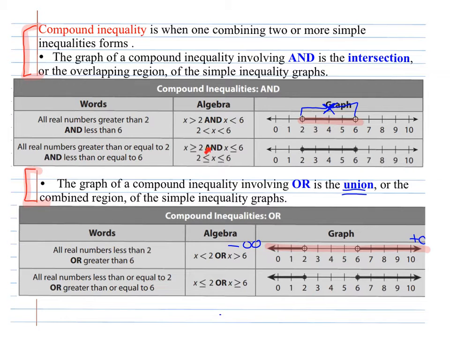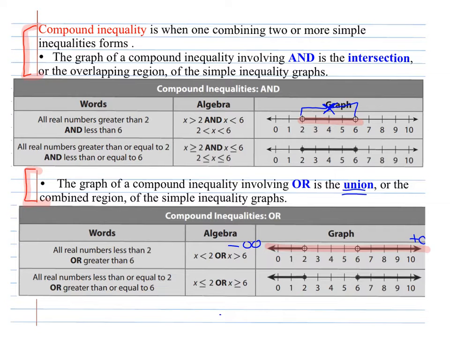The only difference between this and this one is that now these have equal. That means filled in circle. That means the starting point and the end point are part of the solution. For the or inequalities, which we will not get to today, we'll get to that tomorrow, it is the union of two separate regions. What does that mean?